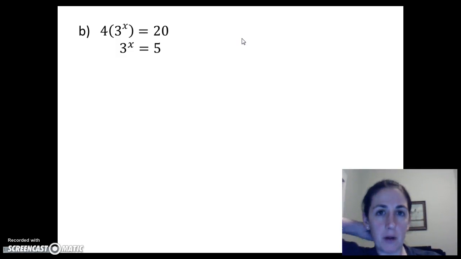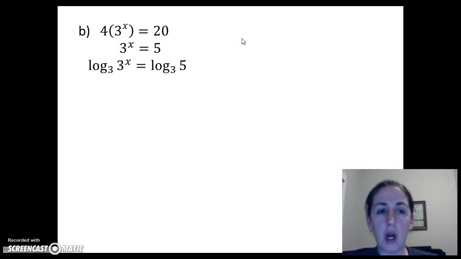Well, now the variable that we're looking for is up in the exponent, so we need to make the base 3 go away. What's going to make an exponential base 3 go away? A log base 3. And you can do whatever you want to an equation as long as you do it to both sides. So we'll take log base 3 of both sides. Now the base of the logarithm and the base of the exponential function match, they cancel. And we have x equals log base 3 of 5.